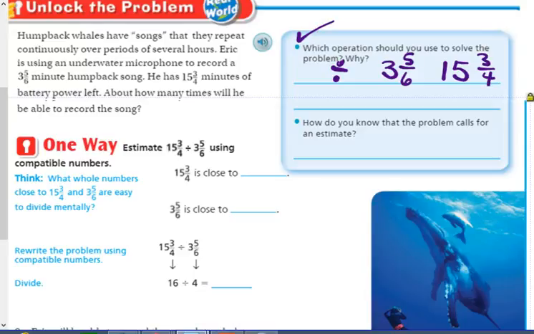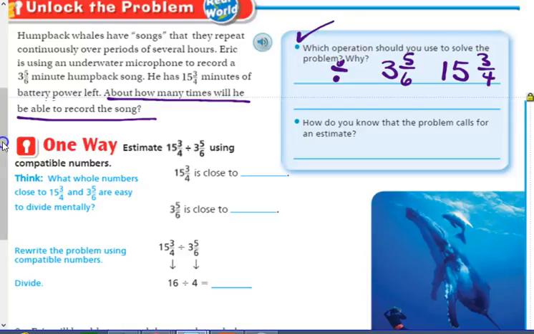It's kind of like he wanted to record a 5-minute humpback whale song, and he has about 15 minutes. So it wants to know how many times will he be able to record that song, which is the question that they're asking us. Okay, so we'll use our compatible numbers in a minute, but if you take the fractions off, you'd end up with 3 and 15. So obviously that would be division.